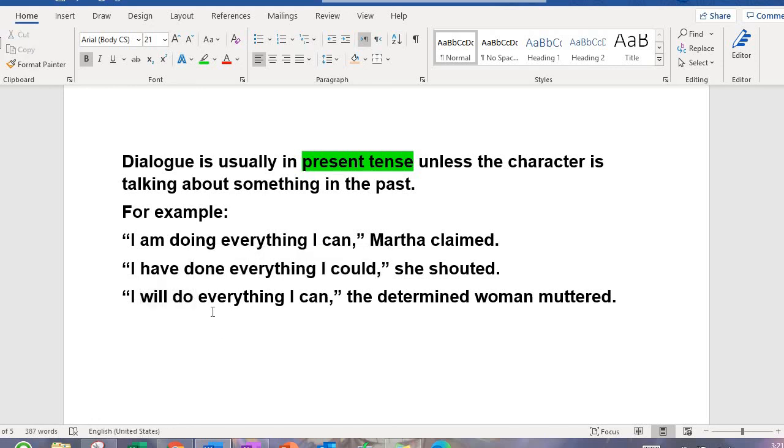You can see that every rule is not hard and fast. You can play around with the rules, but you have to be very, very careful about the tenses.